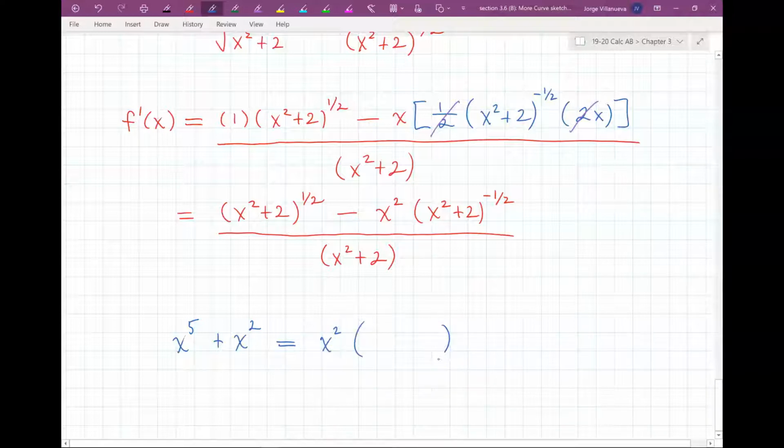Now to factor means to divide, right? But all you have to do with your powers is just say, okay, I'm taking out a 2, so 5 minus 2 is 3. So I get an x cubed, right? And then x squared minus 2 is x to the 0. That's why we get x squared times x cubed plus 1, right? We're just subtracting powers. You should know that already. No big deal. But what about if I give you y squared minus y to the negative 3?